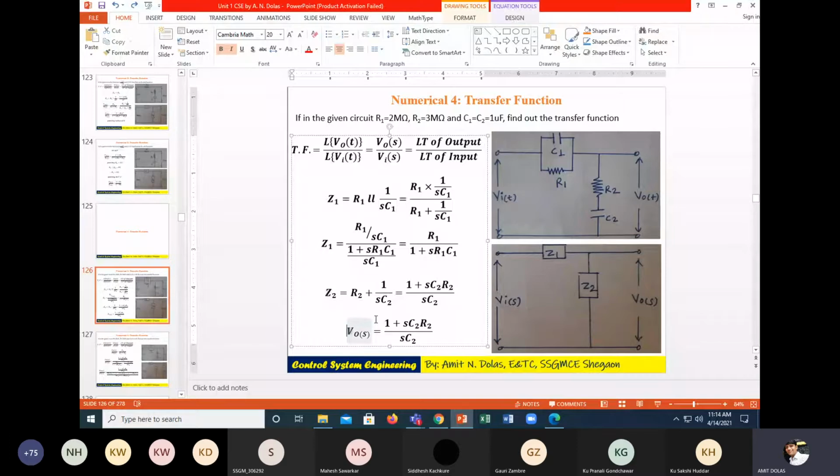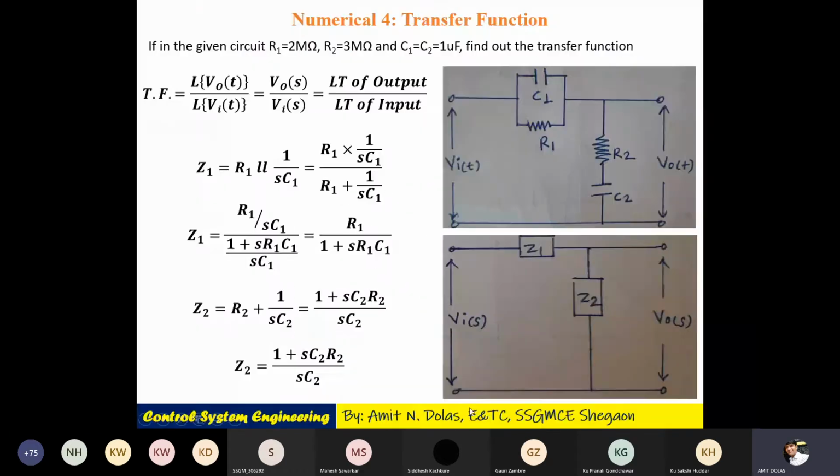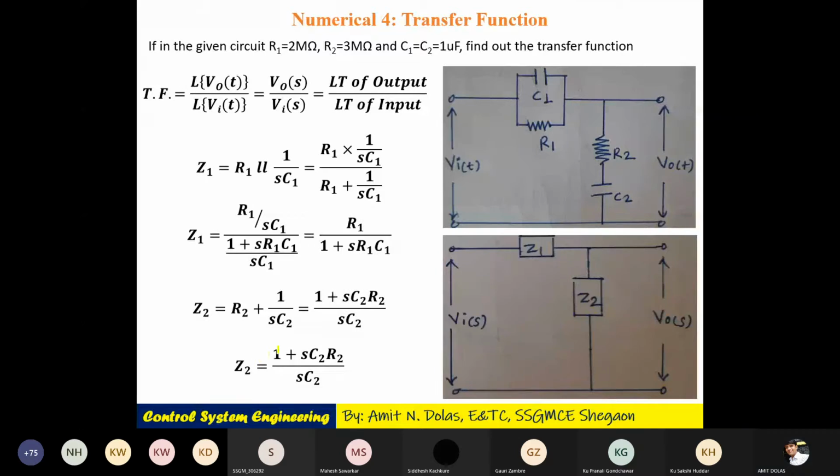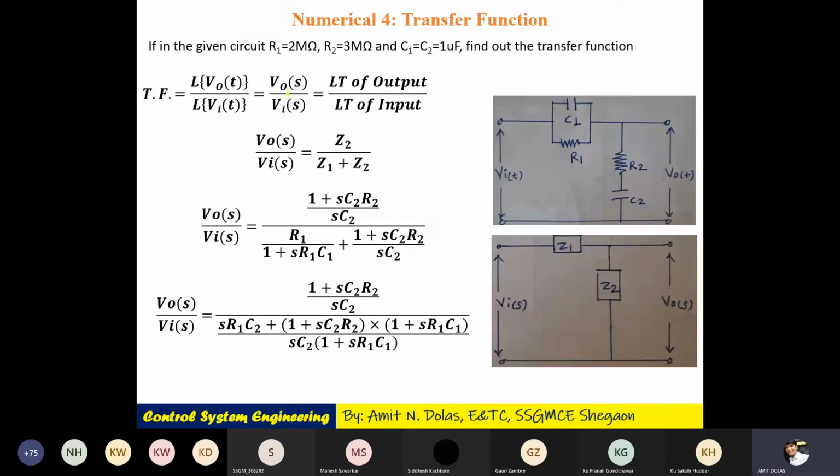And we know the transfer function V of S upon V of S will be Z2 upon Z1 plus Z2. So this is the value of Z2, that is 1 plus SC2R2 upon SC2. Now next, the transfer function is V of S upon V of S. So it will be simply Z2 upon Z1 plus Z2, because the output is nothing but Z2.